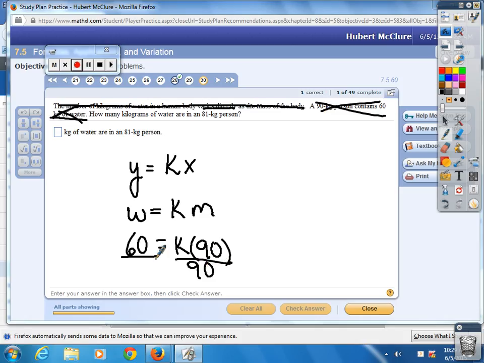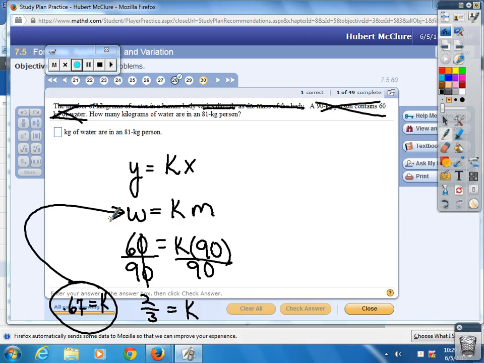You might need a calculator for this. Because the two zeros, they do what? And you get basically 2/3, and I told you 2/3 is equal to 0.67. Everybody should know that. So K is equal to 0.67. So take that and do what with it? Multiply by 81. Well, first you've got to put it back into the equation.